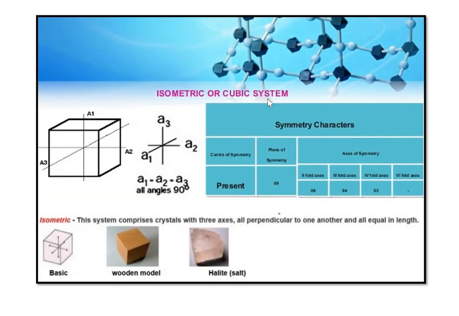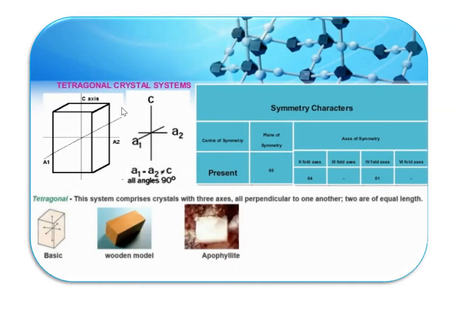Now, first one, the cubic system. Here I have shown a wooden model for the simple cubic structure, and a very good example is halite, salt, which has a cubic structure. Here all lengths are equal and all angles are equal. The structure is like this, and these are the symmetry characters. Then in the tetragonal system, as I just told, two lengths are equal but not equal to the third. All angles are equal. Here I have shown a wooden model, and apophyllite is a very good example of the tetragonal crystal system.